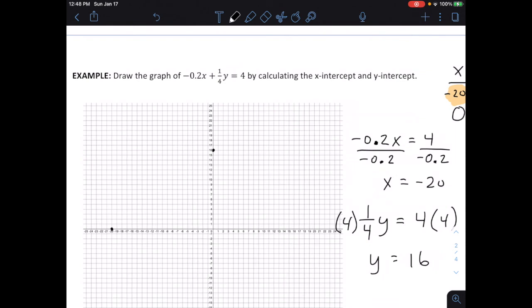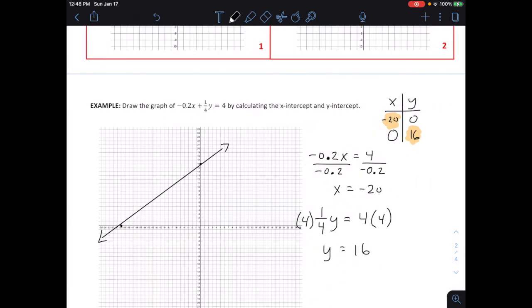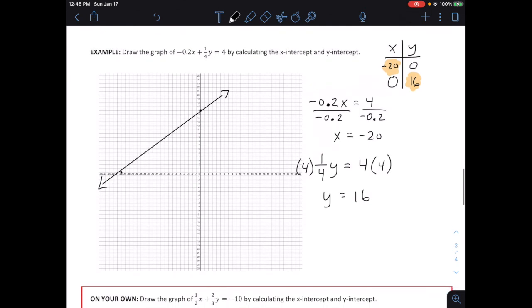And then I'm going to try to connect these. Can I do it? I'm going to say it's close enough. There we go. So I just graphed that funky looking equation with decimals and fractions using the x and y intercept. Now, this one would be pretty hard to do if we had it in y equals mx plus b form. So you can see that graphing equations in standard form with decimals and fractions is actually not too bad.